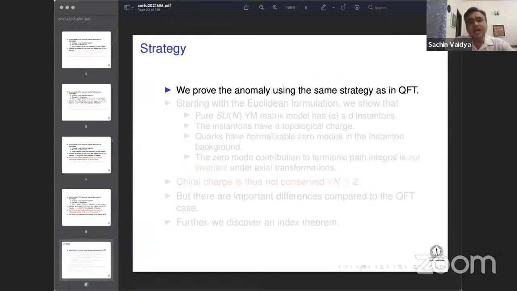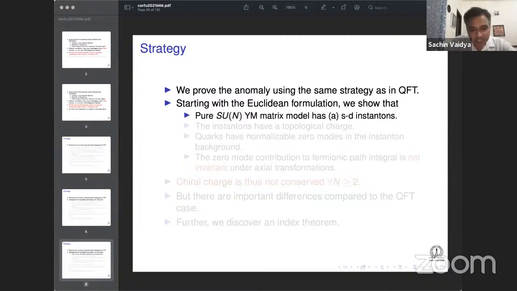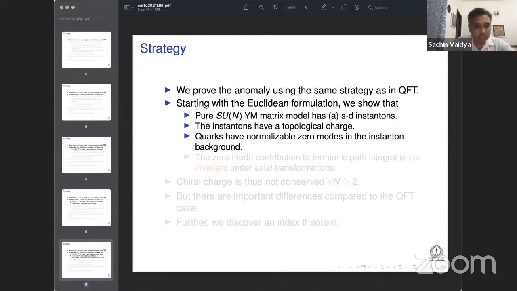Now, the strategy that I will use for showing this is almost the same as what we do in QFT. So we'll start off with the Euclidean formulation, and we'll see that the SU(N) Yang-Mills matrix model has self-dual and anti-self-dual instantons. These instantons can be given a topological charge. When you put in quarks, then quarks develop normalizable zero modes in the background of the instanton.